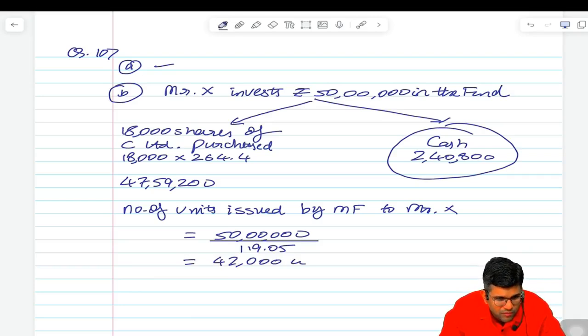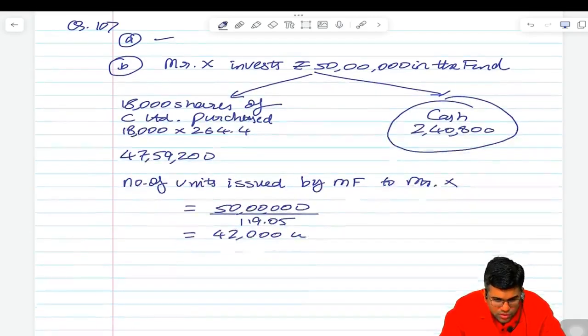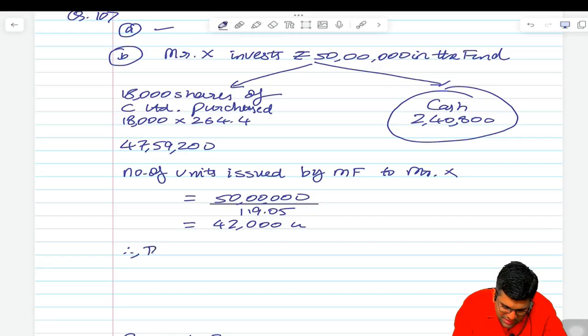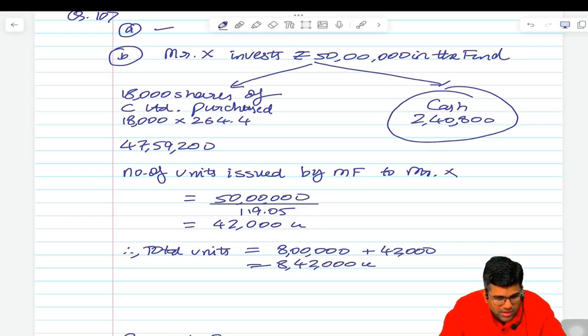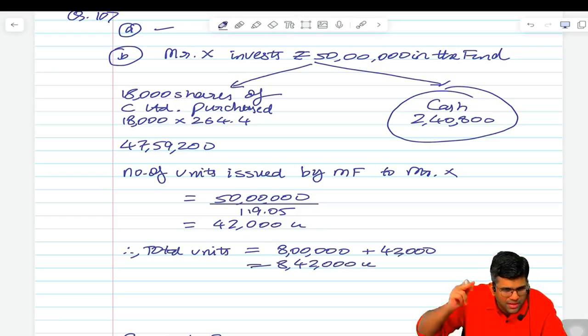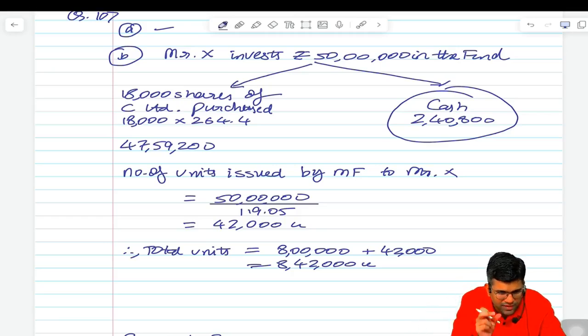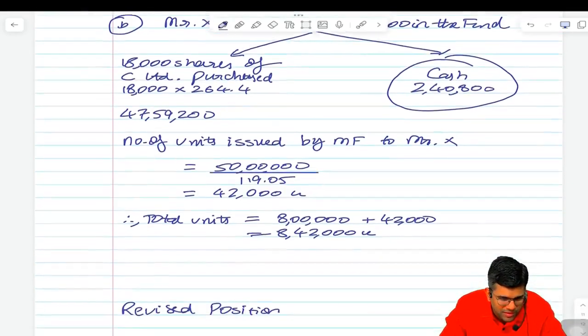Others understood? 42,000 units. So, do you realize that 8 lakh units were there already? Now another 42,000 they are issuing. The total units outstanding now will be 8 lakh 42,000 units. Please know that mutual fund units keep changing every day. It is not fixed like equity shares, because anytime entry, anytime exit is there, so it will keep fluctuating. So it has now become 8 lakh 42,000.